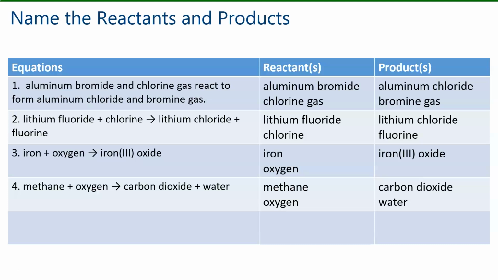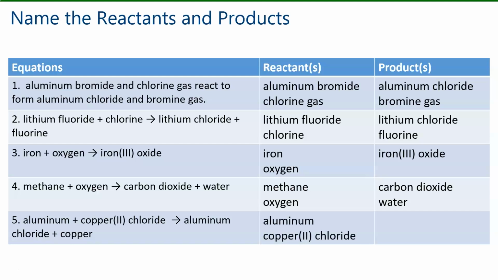And our last example is the word equation aluminum plus copper 2 chloride produces aluminum chloride and copper. Reactants on the left of the arrow are aluminum and copper 2 chloride, and our products on the right are aluminum chloride and copper.